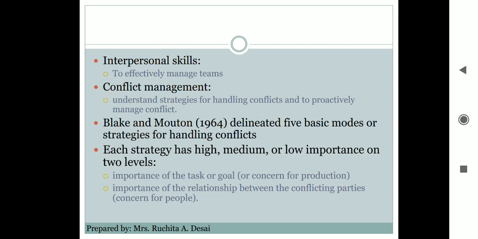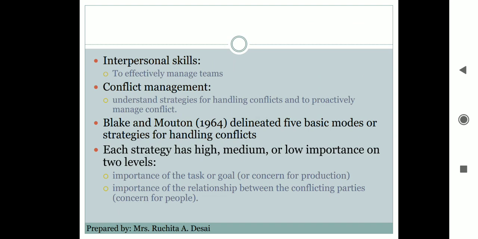Now next, there are five basic models, or we can say strategies, for handling conflicts. There are five strategies for doing conflict management. Each strategy has high, medium, or low importance on two levels. There are two levels: the importance of the task or goal, which concerns production, and the second level is the importance of the relationship between the conflicting parties, which concerns the people.